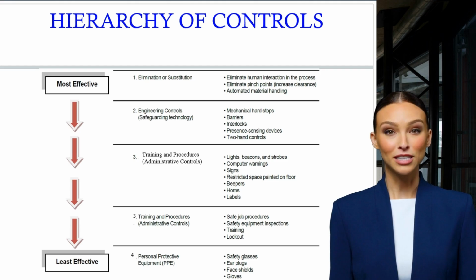4. Personal protective equipment, PPE. This is the last line of defense. PPE doesn't eliminate the hazard. It simply protects the worker if something goes wrong. Examples include gloves, safety glasses, steel-toed boots, coveralls, hearing protection, high-visibility vests, respirators.